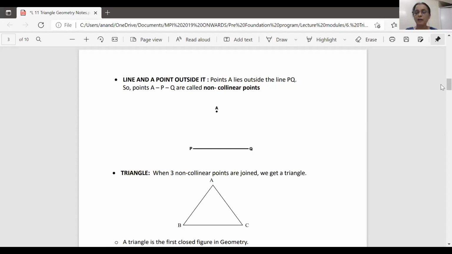Okay, let us go back to some more terms that we need to understand before we understand what is a triangle.